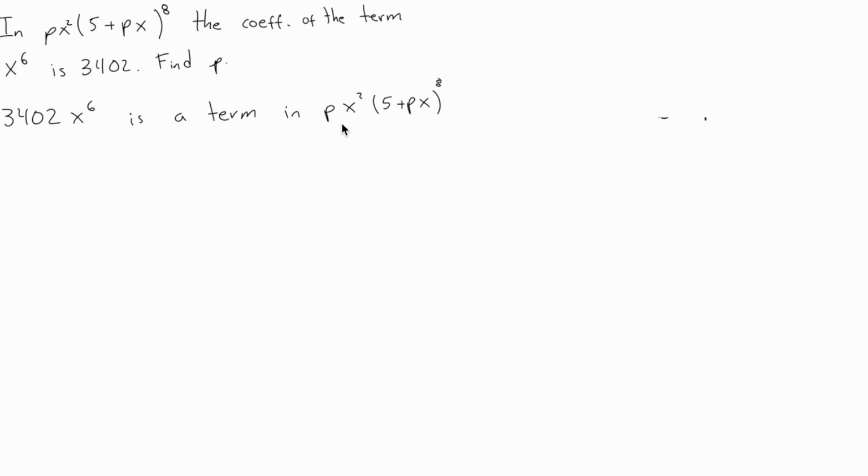Now, if you look, this problem is a little bit different than anything that we have done before, because this one has a px squared outside. So what do we do with this px squared outside? We're scared. Whatever we do with the (5 plus px) to the power of 8, we're going to multiply it by px squared.